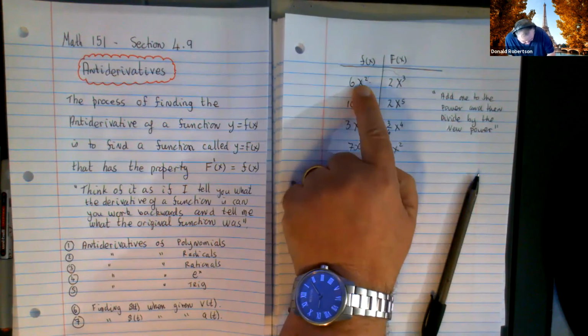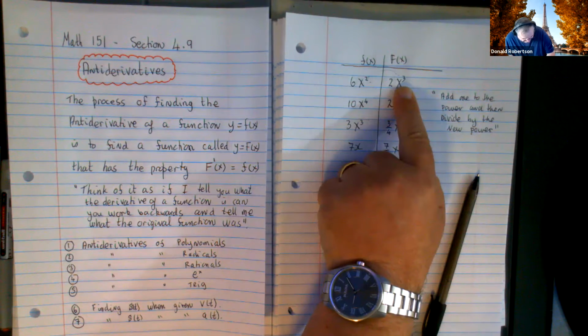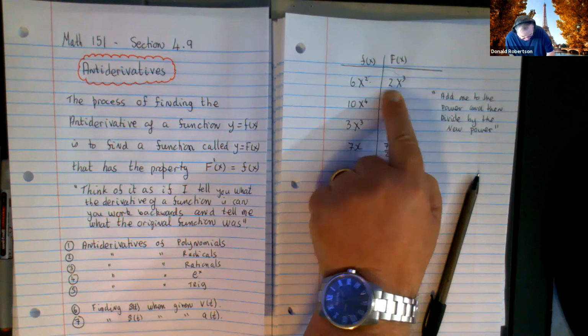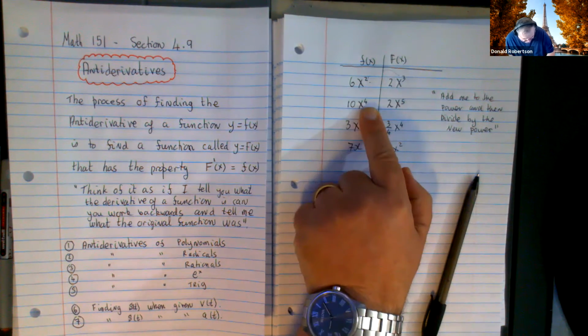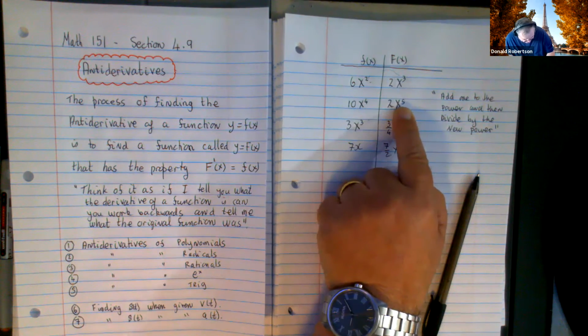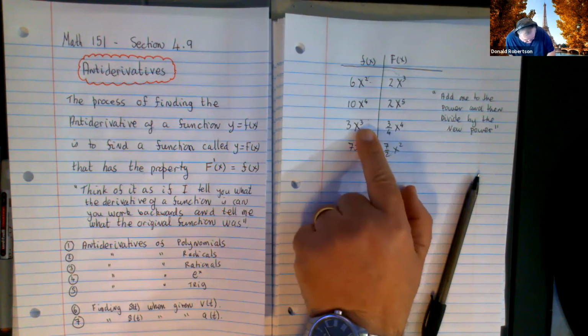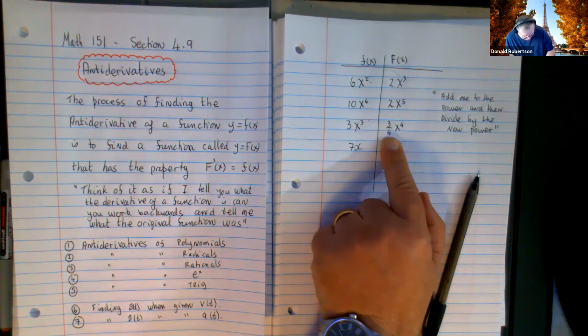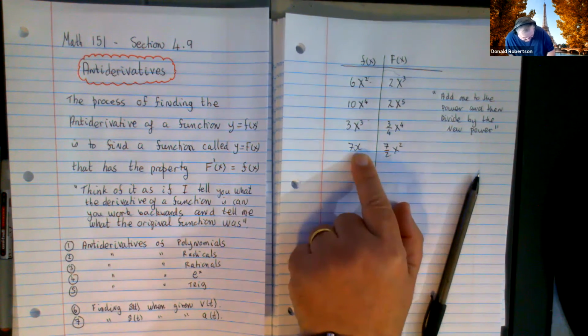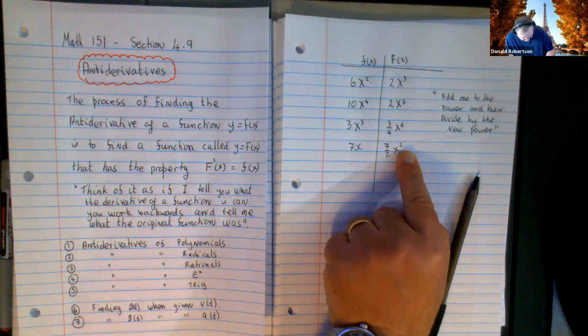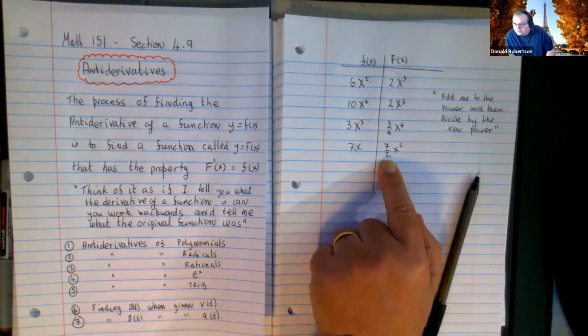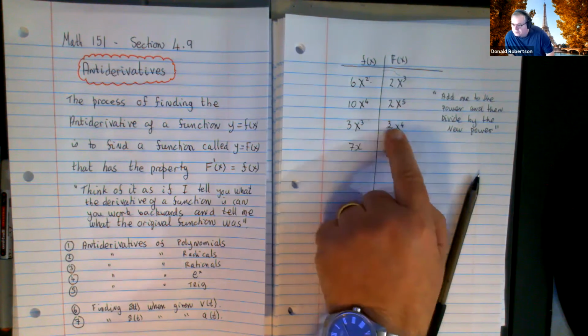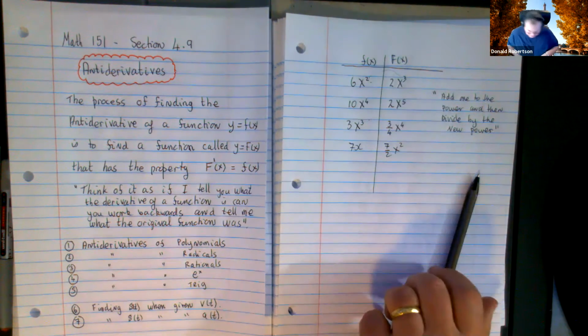6x squared. Add 1 to the power, you get x cubed. Divide by 3, you get 2. Add 1 to the power, you get 5. Divide by 5, you get 2. Add 1 to the power, you get 4. Divide by 4, you get 3/4. Add 1 to the power, you get 2. Divide by the new power, you get 7/2. You see that that rule works.